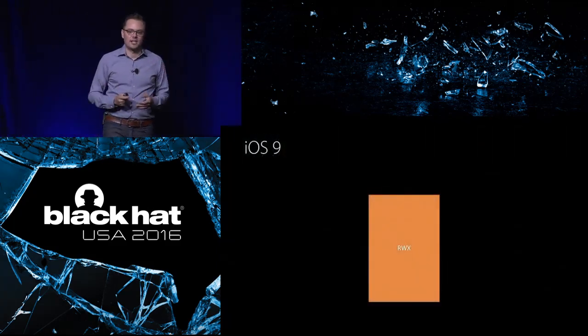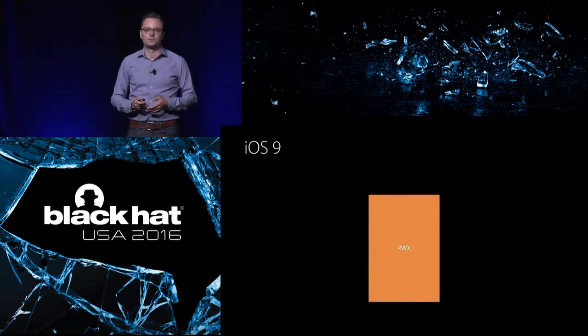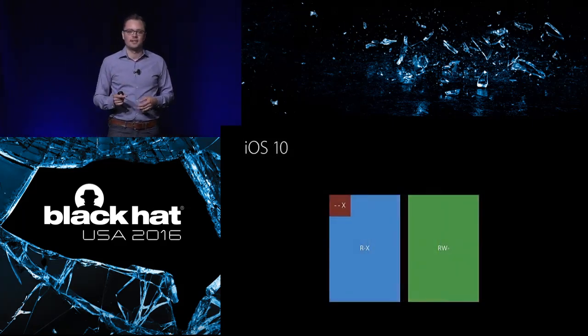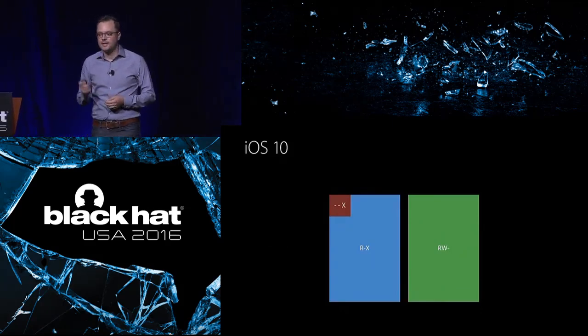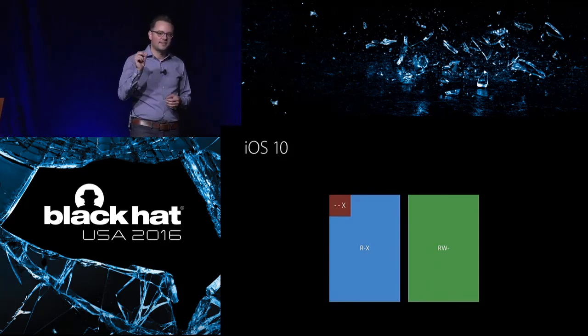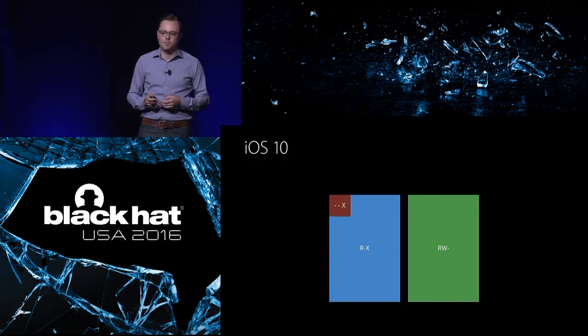So if this is hard to visualize, here's what it looks like. This is iOS 9, single region, read, write, execute. iOS 10, still one physical memory region, but 2 different mappings. The executable one on the left, the writable one on the right. And then in the red, you can see our execute-only page that has the specialized memcopy we've emitted.